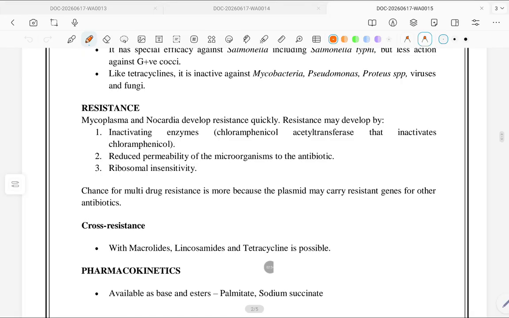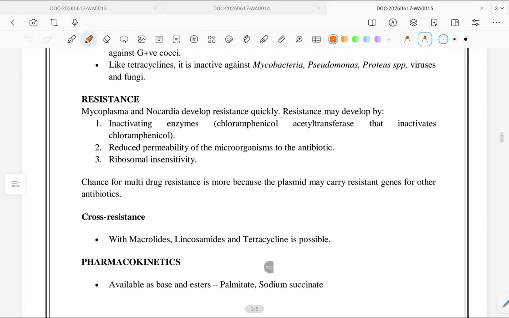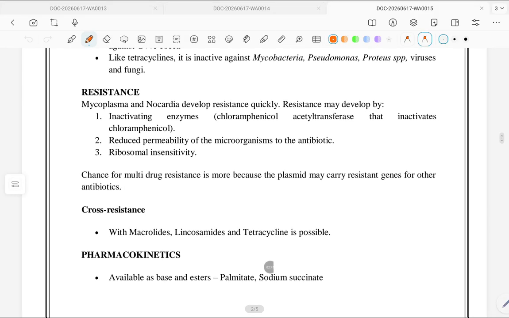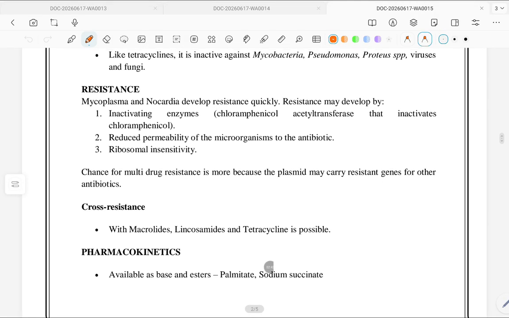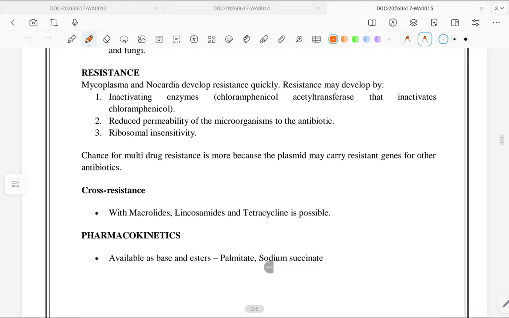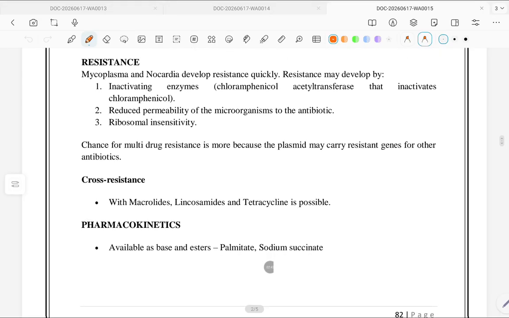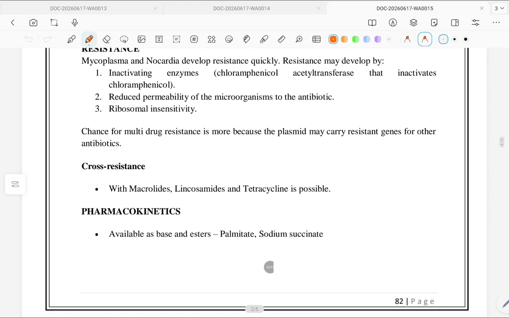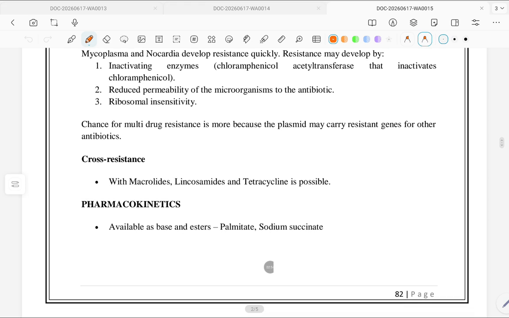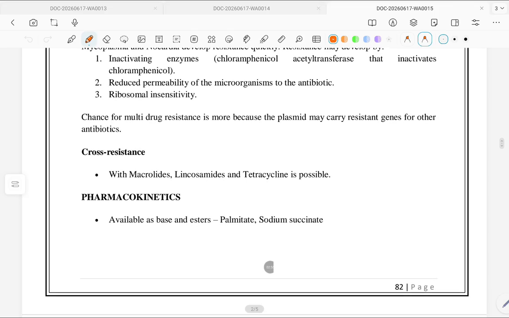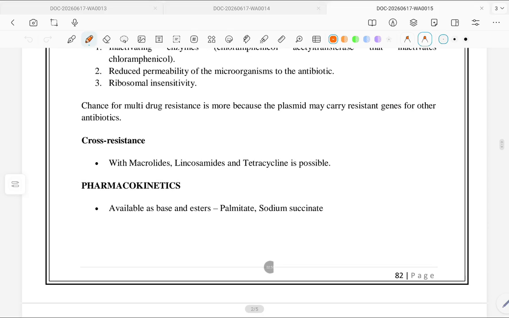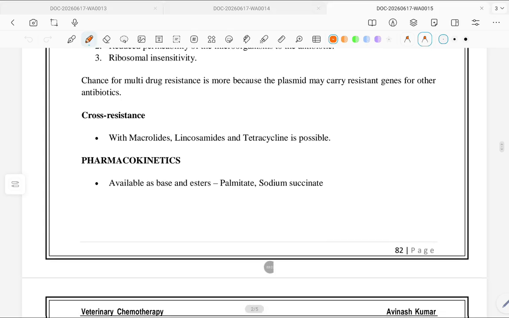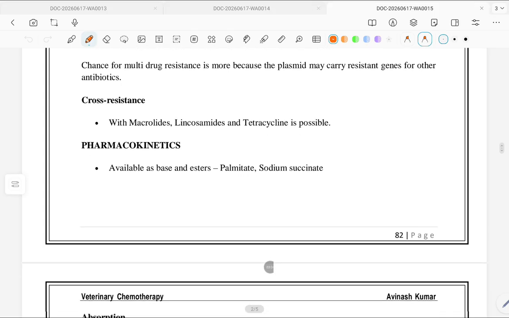Resistance may develop by the inactivating enzyme chloramphenicol acetyl transferase, which inactivates chloramphenicol, by reduced permeability of the microorganism to the antibiotic, or by ribosomal insensitivity. The chance of multi-drug resistance is greater because the plasmid may carry resistance genes for other antibiotics. Cross resistance with macrolides, lincosamides and tetracycline is possible.